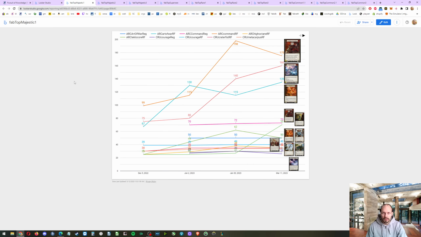Today we are looking at the top cards of all the sets in Unlimited. And the way I do this is I just compare Unlimited.